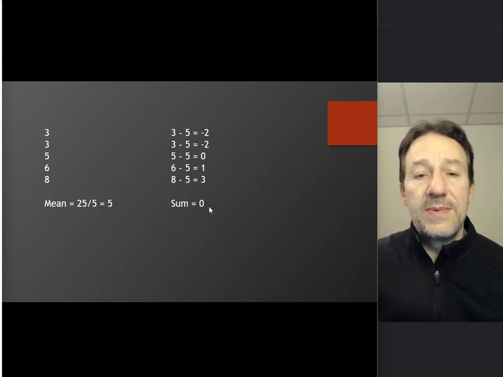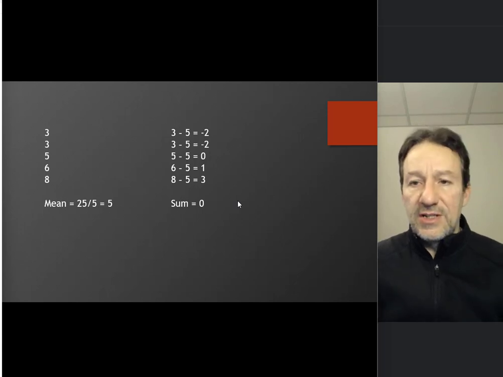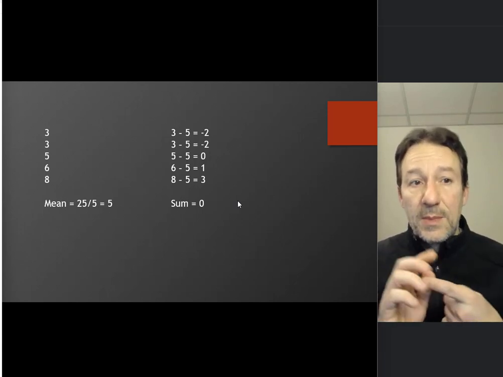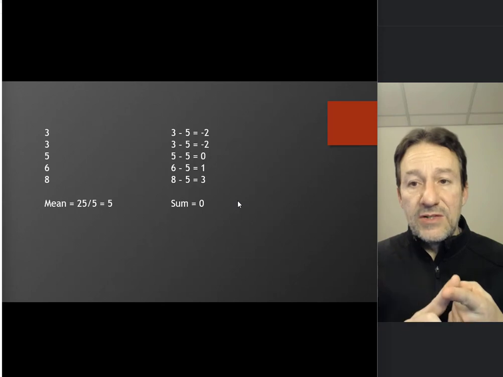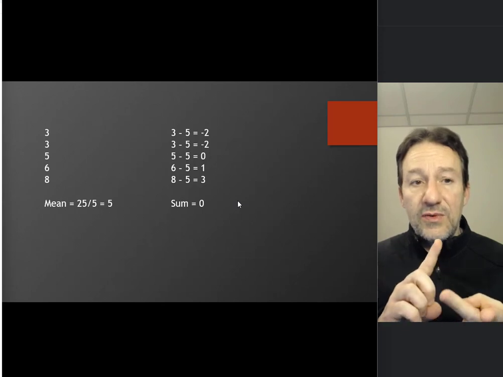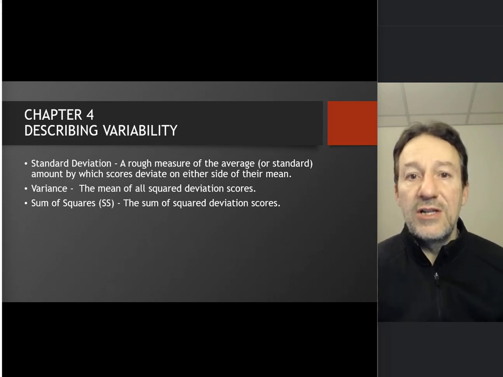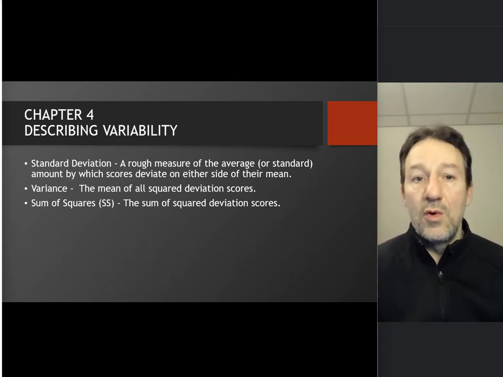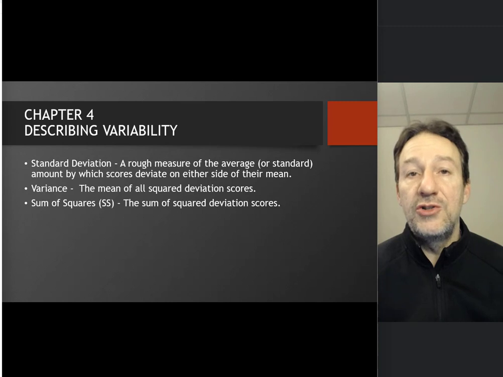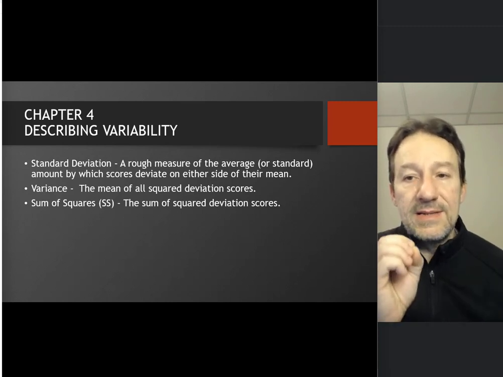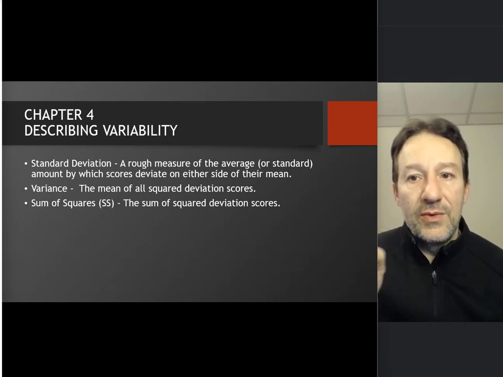There are some other ones, but most people talk about standard deviations. And just so you know, there's going to be a slightly different formula for a standard deviation for a population and standard deviation for a sample, but we'll get to that here in a little while. The definition: standard deviation, a rough measure or average or standard amount by which scores deviate to either side of the mean. To get to that standard deviation, we're going to have to go through a few hoops here.